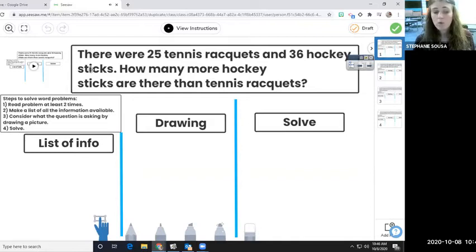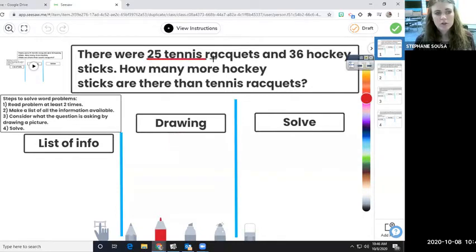Okay, I've read it once. Let's read it again. There were 25 tennis rackets and 36 hockey sticks. How many more hockey sticks are there than tennis rackets? Let's get our pencil tool and underline the information that we've been given. We know there are 25 tennis rackets. We know there are 36 hockey sticks.